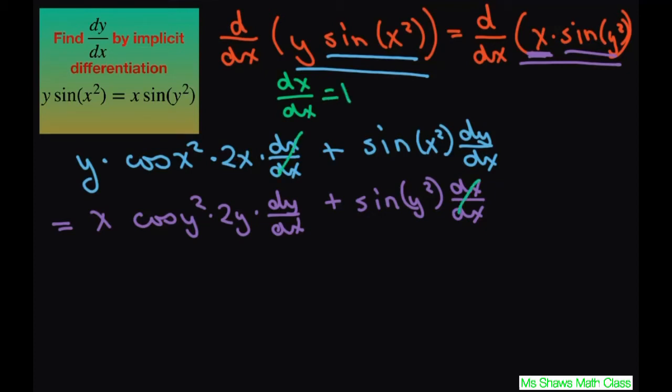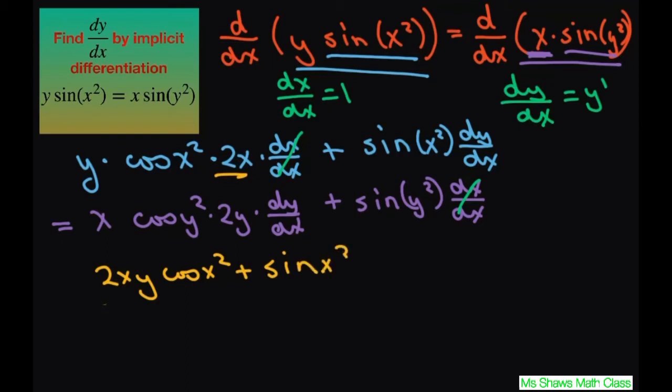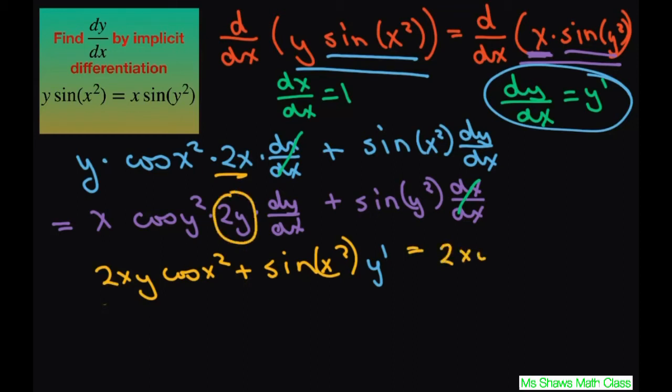So I'm going to cross those two out. I'm also going to write the derivative of y with respect to x as y prime. It makes it look a little nicer. So let's do that. We're going to have y cosine x squared. Let's go ahead and put the 2x in front here. So we're going to have 2xy cosine x squared plus sine x squared, and instead I'm going to put y prime here. Equals, let's multiply those two. This is going to be 2xy cosine y squared, and this is going to be y prime for this piece. Plus, and I'm going to squeeze this in right up here, sine y squared.